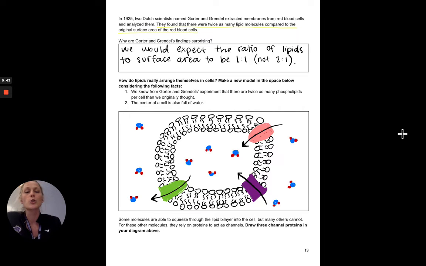They found that there were twice as many lipid molecules compared to the original surface area of the red blood cells. So go ahead and under that last line, they found that there were twice as many lipid molecules compared to the original surface of the red blood cells.